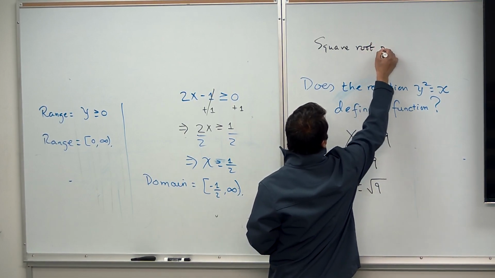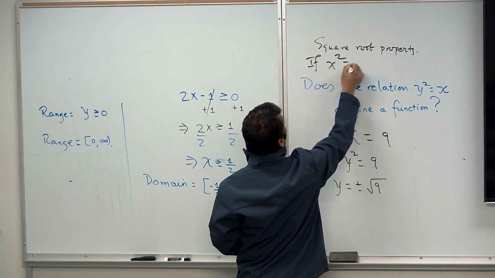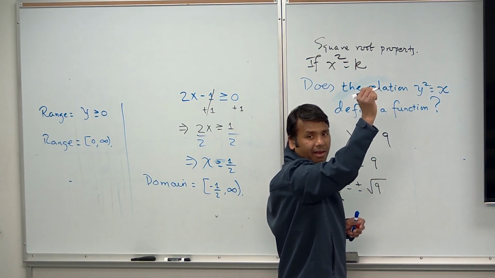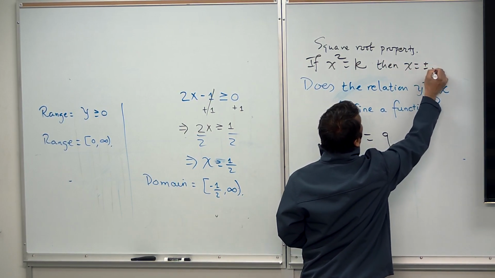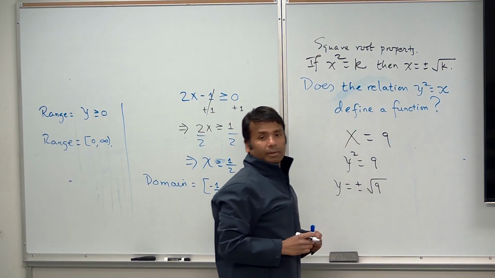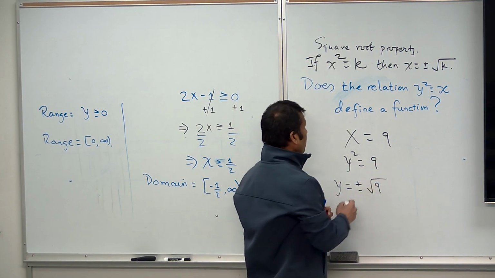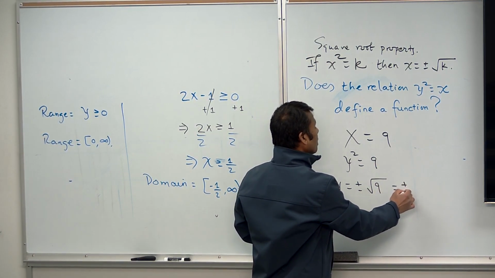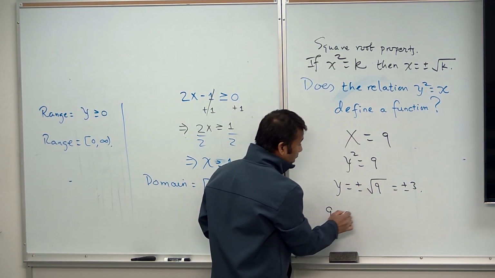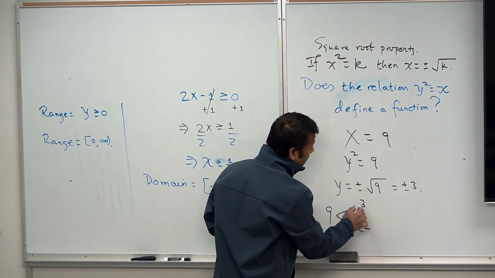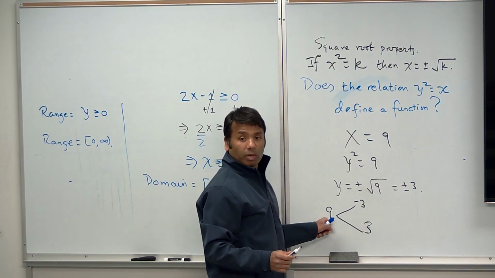Square root property. If x squared equal to k, right? Then x equal to plus or minus radical k. So now if y squared equal to 9, then y equal to plus or minus radical 9. So this is plus or minus 3. So now if I plug in x equal to 9, it corresponds with positive 3. It also corresponds with what? Negative 3. Is that right? It corresponds with negative 3 and positive 3.